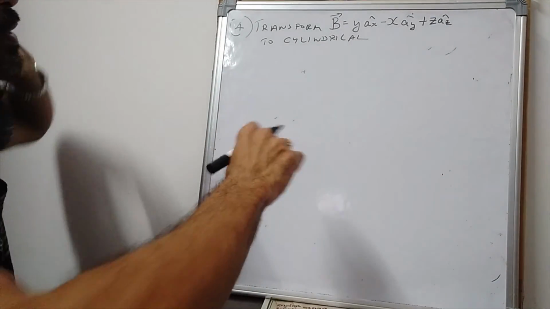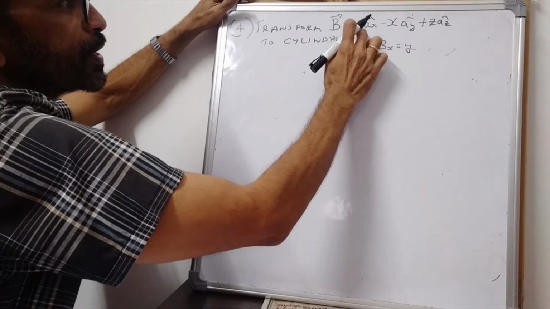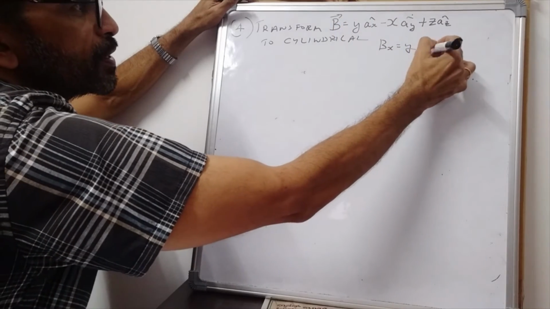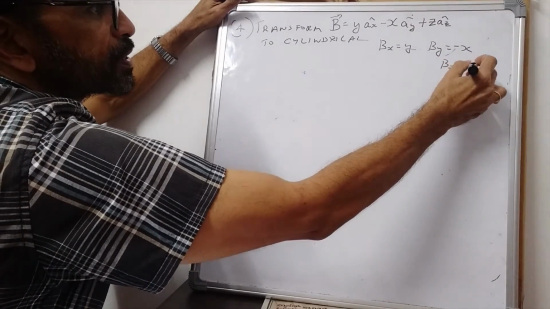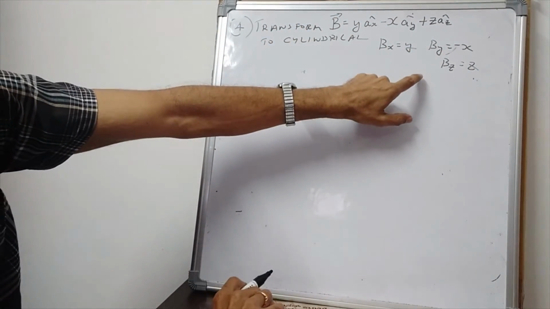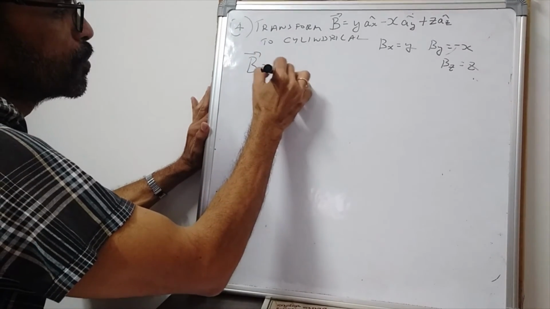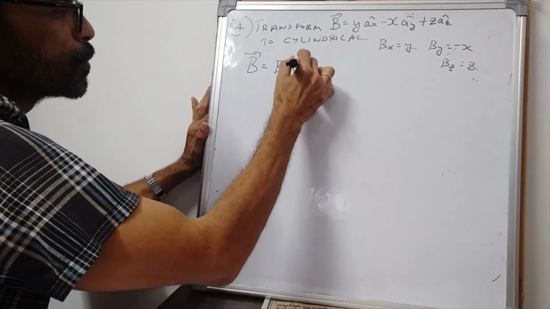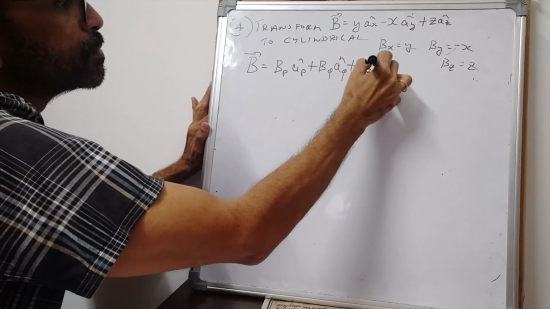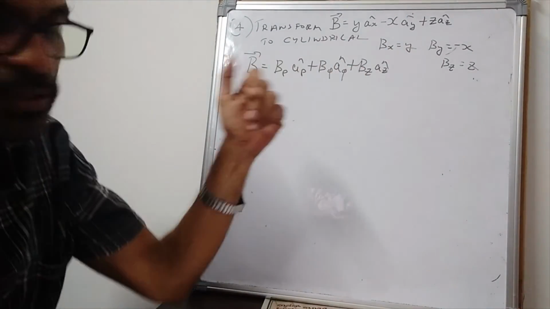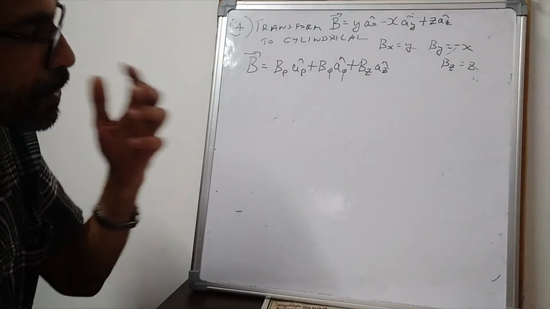So that means this vector has bx equal to y, the x component of this is y, the y component is minus x, and the z component is z when it is expressed in Cartesian coordinates. We have to express the same vector as equal to b rho a rho cap plus b phi a phi cap plus b z a z cap. We should express it in cylindrical coordinates. The vector will not change. Its representation is only going to change.